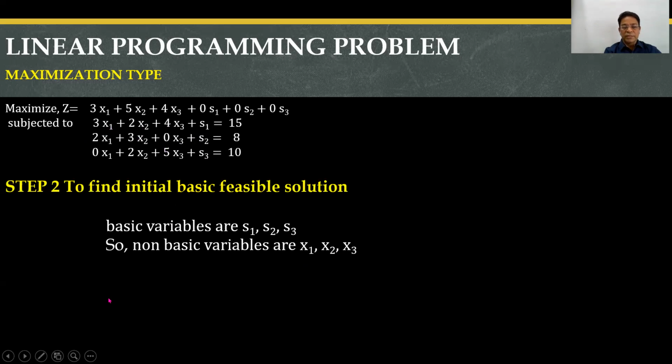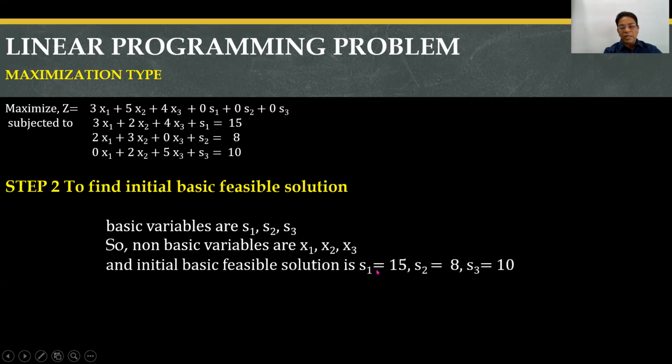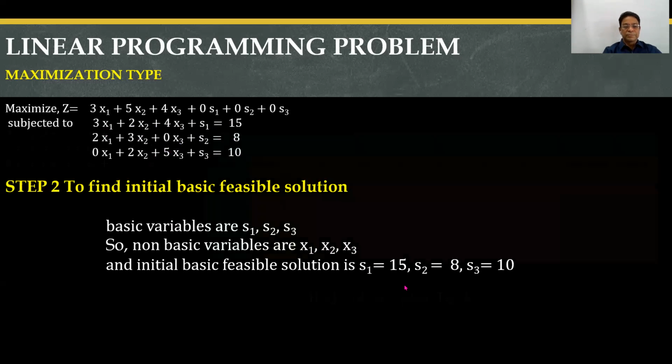So to find the initial basic feasible solution, we put the non-basic variables equal to 0. If I put x1, x2 and x3 equal to 0, I will get S1 equal to 15 from the first equation, S2 equal to 8 from the second equation, and S3 equal to 12 from the third equation.